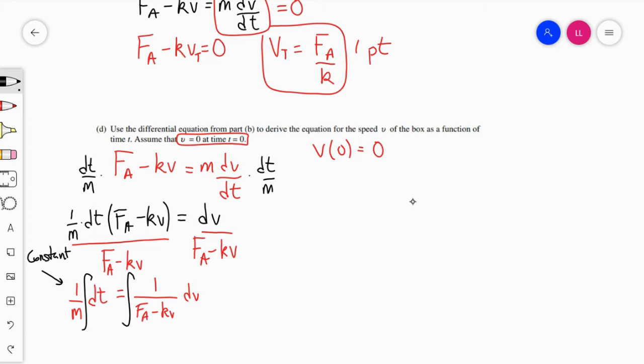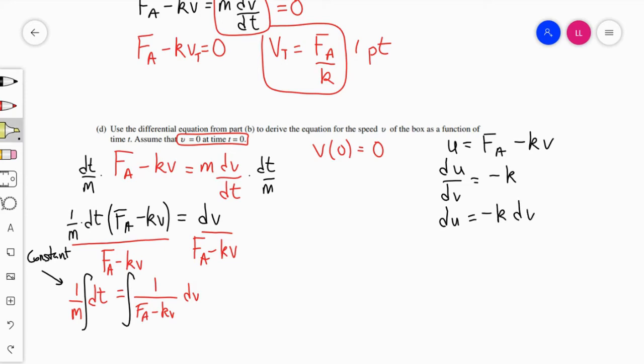So remember, we're going to say u equals FA minus KV. And then we're going to find du/dV, right? So we're going to take the derivative of that, and that's just going to be negative k. And we're going to solve it for du, so du equals negative k dV. And remember, u substitution looks for what is left, right? So we have to get dV from what we have here. So there it is right there. So all we have to do now is just divide by k, or excuse me, negative k. So we get dV equals negative 1 over k du.